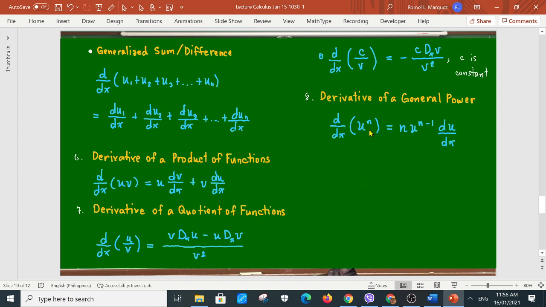Any question, guys? Guys, let's have exercises. Find the derivative of the given function. This time, we are going to use not the increment method, but the formula. Any of those or a combination of those.